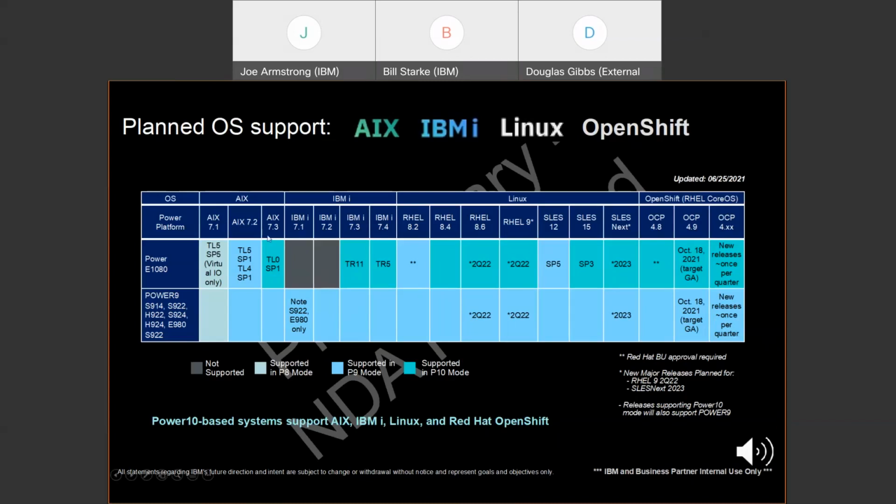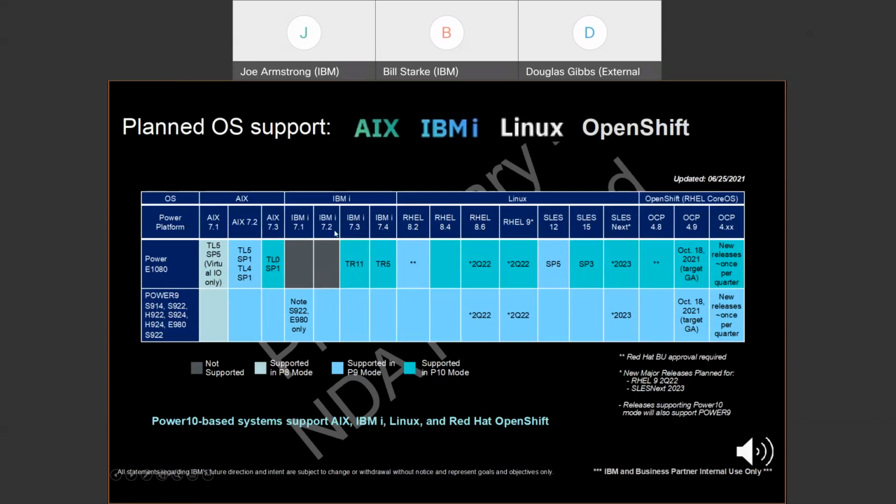So AIX 7.3, gosh, not even announced yet, but we've talked about it. IBM has made a statement of direction, so I get to talk about it. And I'm even going to go so far as to say you're going to hear an announcement pretty soon, like next month. And in the next VUG webinar that I do, we're going to have our AIX 7.3 experts on to tell you all about it. So AIX 7.3 is imminent and supports full Power10.